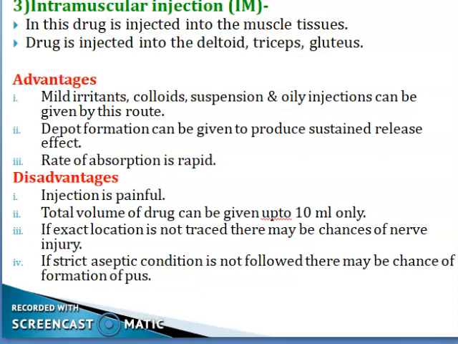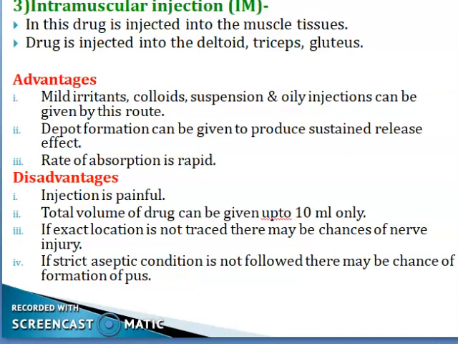Next one is depot formation can be given to produce the sustained release effect. Okay, so you must have learned in first year what the sustained release effect is. To produce a sustained release injection, the depot formulation is a dosage form in which the injection is injected into the muscles and a depot is formed, and from that depot there is a sustained release of the drug. Such kind of drug can be given by the intramuscular route.